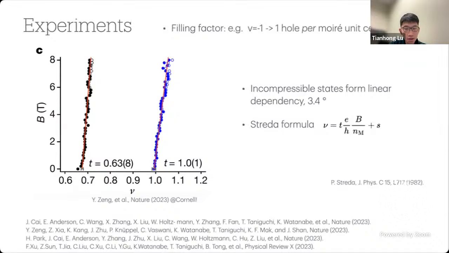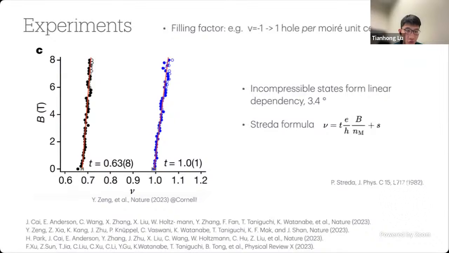In the figure, the incompressible states have a linear dependency. It's a linear dependency of external field versus the filling fraction. This is described by a formula called Streda's formula. It's saying that when you have a Chern insulator or fractional Chern insulator, the filling fraction of the ground state will linearly depend on an external field. And the slope here reflects the Hall conductance.